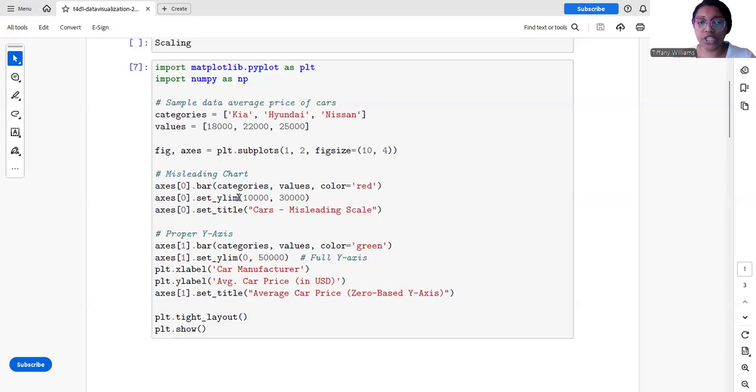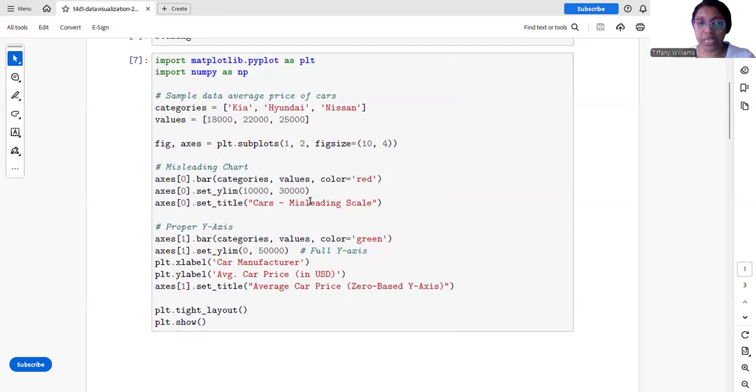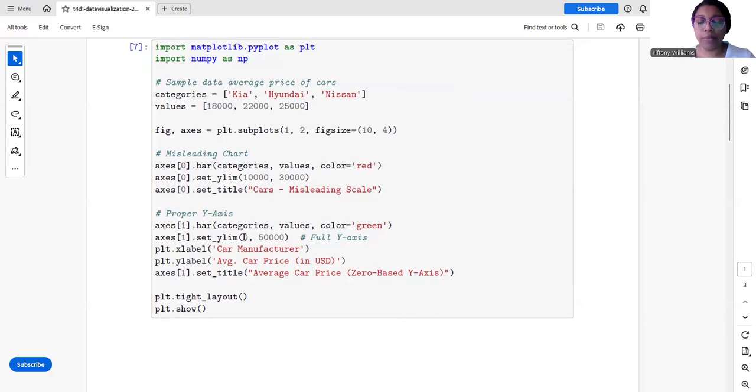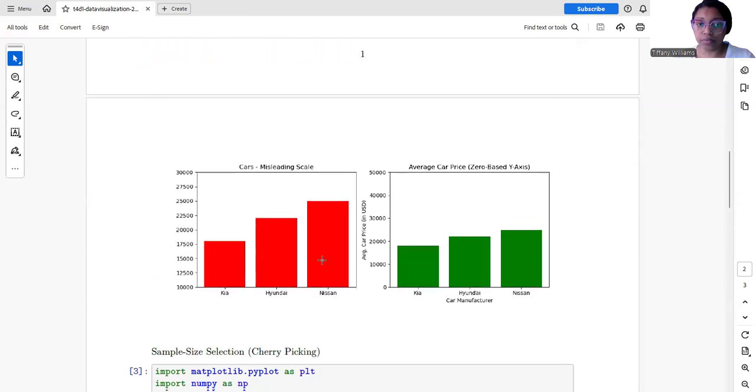The first misleading chart, we have the axes start at 10,000 and end at 30,000. So it's only a small window of scale. But on the more proper axis, we'll see between $0 and $50,000 on the y-axis. So let's see how this looks.